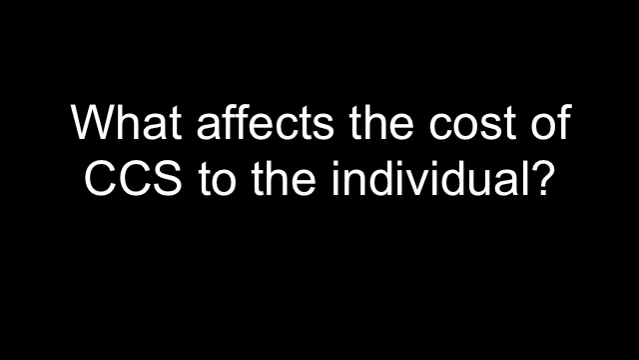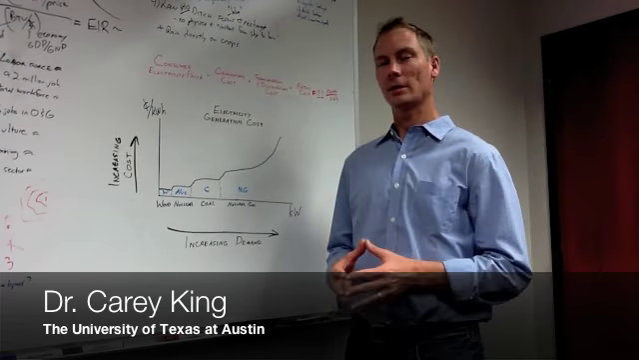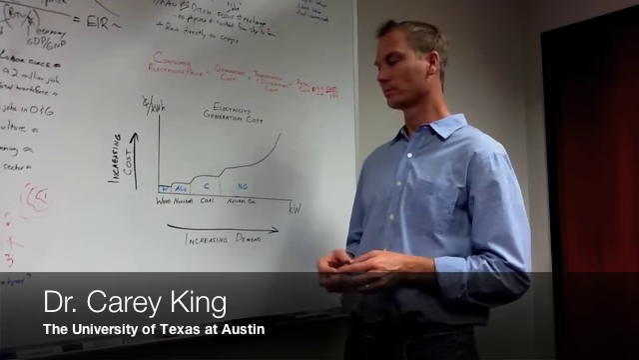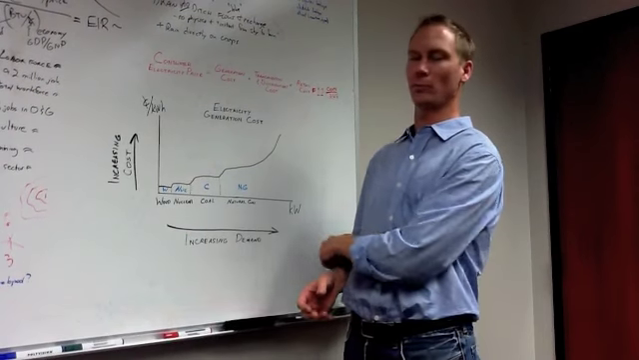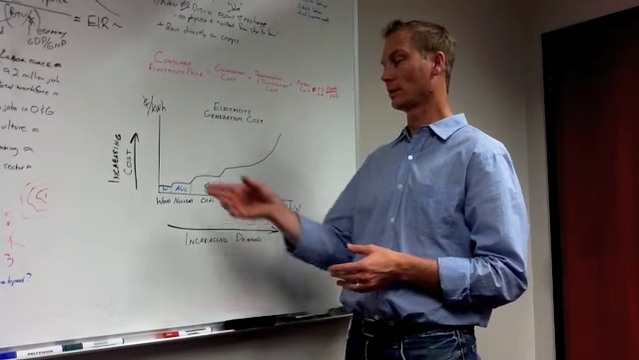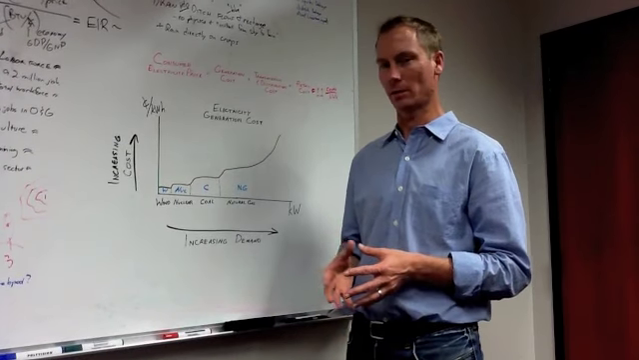What affects the cost of CCS to the individual? So this graph discusses how the cost of generation occurs on the electric grid. As we go from the left to the right on the graph, we have increasing electricity demand from consumers. And as you go from the bottom to the top of the graph, you have an increasing operating cost.